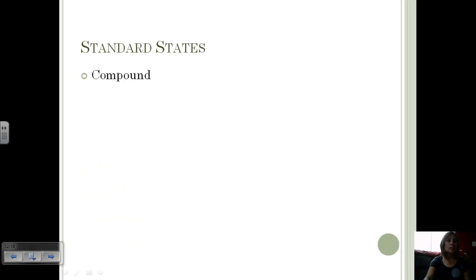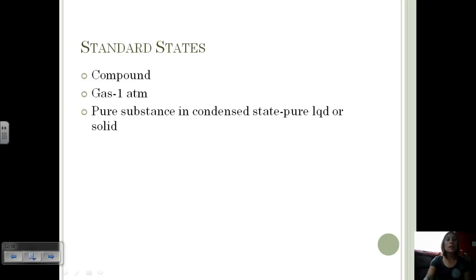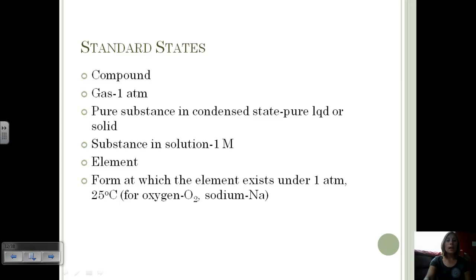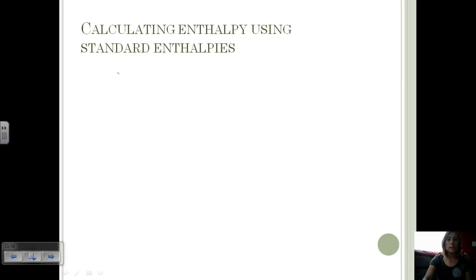Okay, so let's look at some different standard states. We can have a compound. That's a standard state. If we have a gas, we're going to say it's at 1 atmosphere. Our pure substance in a condensed state would either be a pure liquid or pure solid. If it's in solution, it's 1 molarity. We could also have an element. And this would be the form at which the element exists under 1 atmosphere and 25 Celsius. So for oxygen, it'd be O2. For sodium, it'd be Na. So whatever the standard state of that element is.